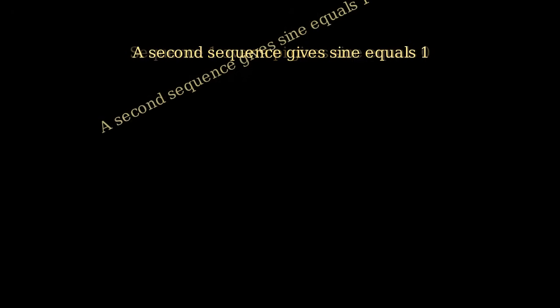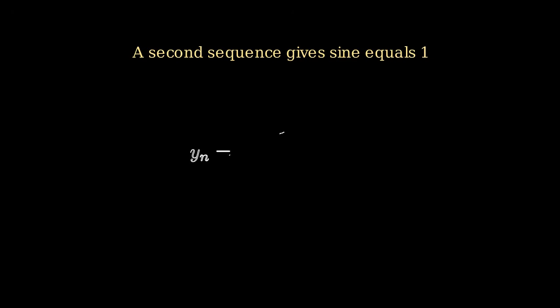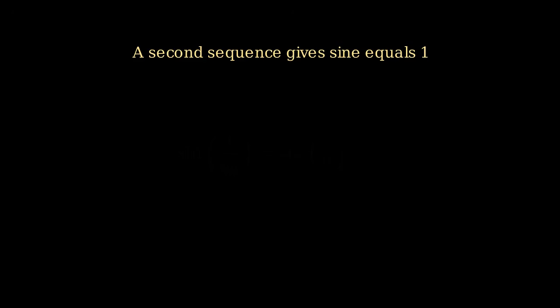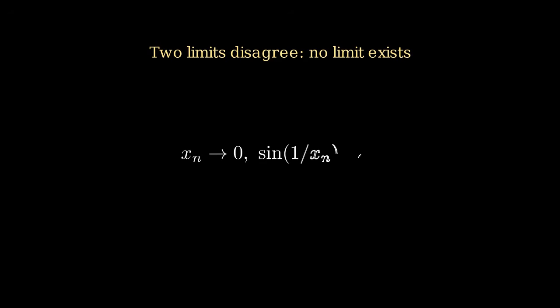Now choose a second sequence approaching 0, namely 1 divided by 2 pi n plus pi over 2. Plugging into sine of 1 over x always gives sine of pi over 2, which is 1 every time, so this sequence forces the function toward the value 1. Since two different sequences, both approaching 0, produce two different limiting values, 0 and 1, no single limit can possibly exist for sine of 1 over x at 0. The function oscillates too wildly near that point for any one value to capture its behavior.